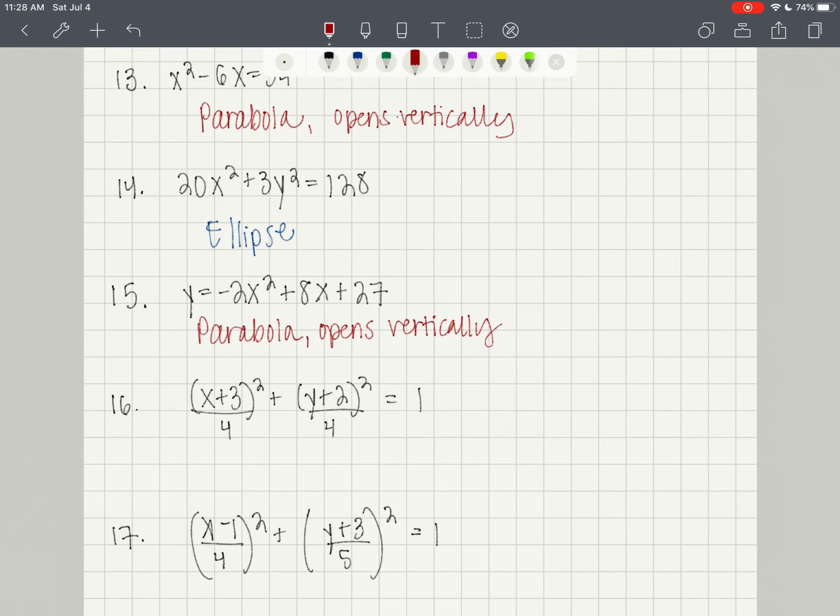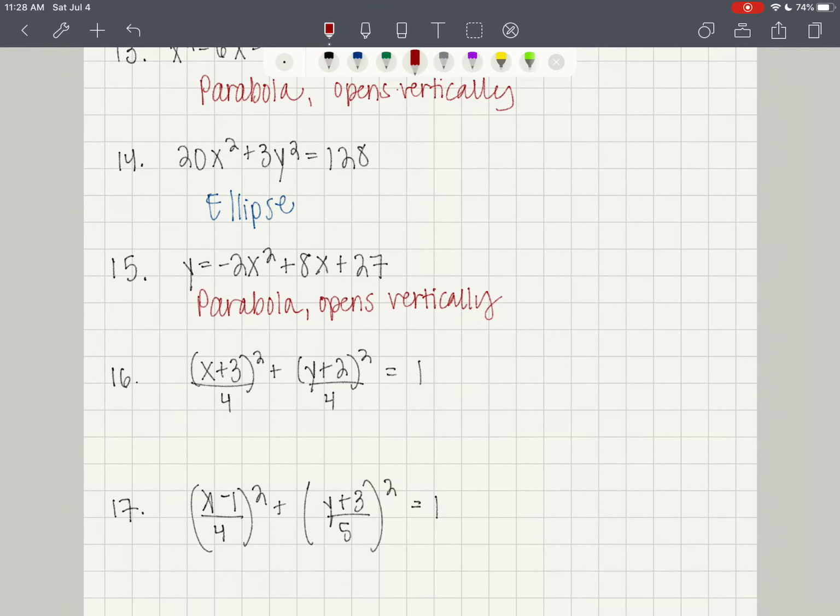Now number 16 and 17, a little interesting here. Number 16, I would probably rewrite here to see what I've got. I've got 1/4, and then I'm going to have an x squared plus blah, blah, blah, right? And that's because I'm going to have 1/4 times x squared plus 6x plus 9. And then I'm going to end up with a 1/4 x squared. And then I'm going to have over here 1/4 times the quantity y squared plus 4y plus 4, which is a plus 1/4 y squared. So these coefficients are equal, so that is going to make this a circle.